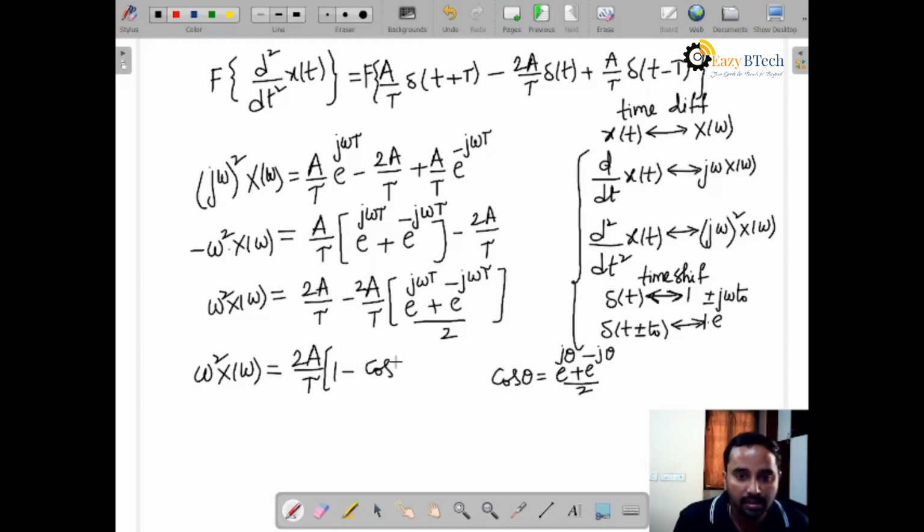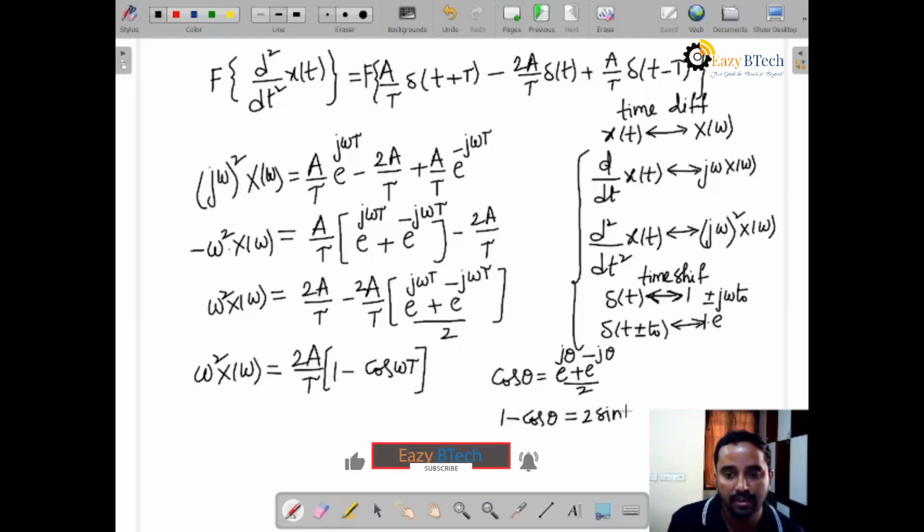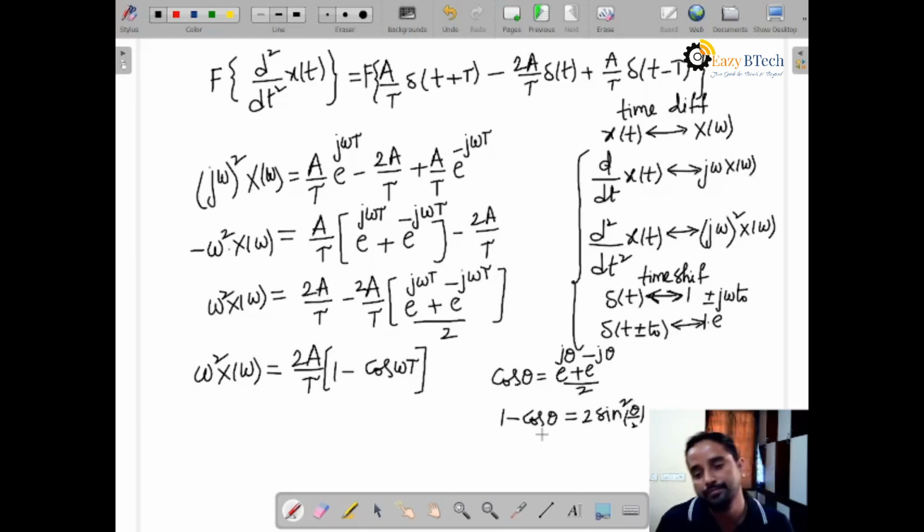So what is theta here? Omega tau, right? 1 minus cos theta, that is omega tau. So in trigonometry we have 1 minus cos theta, 1 plus cos theta. So 1 minus cos theta we can write as 2 sine square theta by 2, right? So this I'm going to use again. So 2a by tau, and 1 minus cos theta is 2 sine square theta by 2.